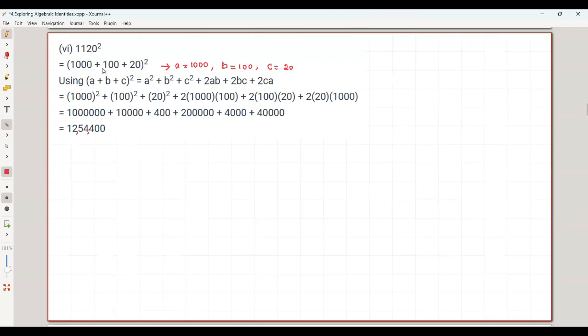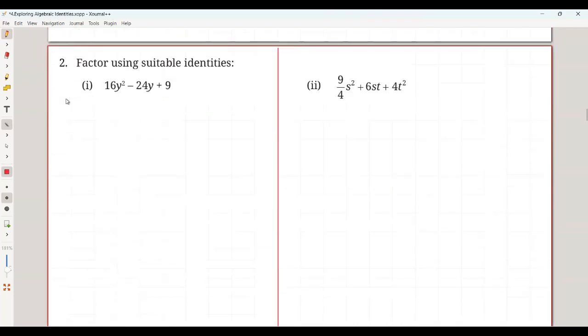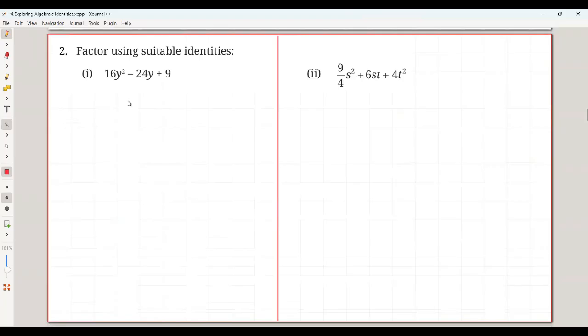So next one is factorize. Next we are going to do the factorize. The expanded form is given. Expanded form means without brackets. So we have to write it in factor format. Factor form means with brackets we have to write. So based on the three identities we are going to write.